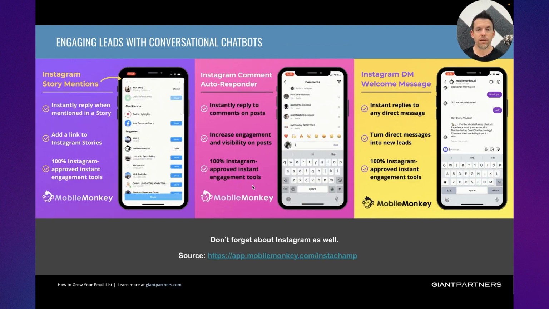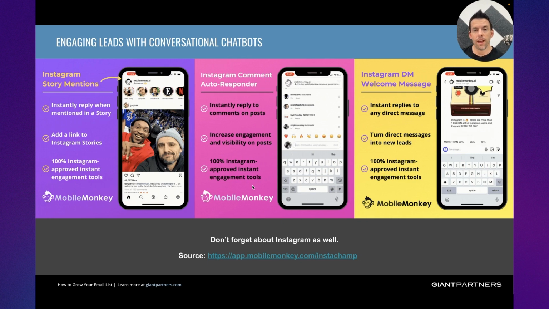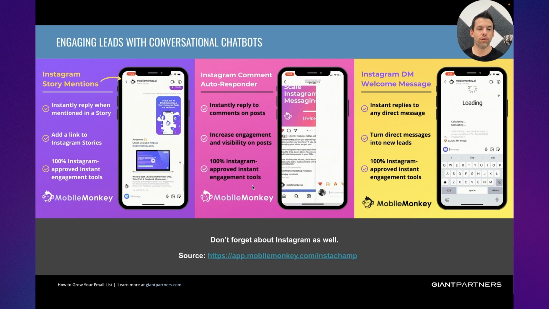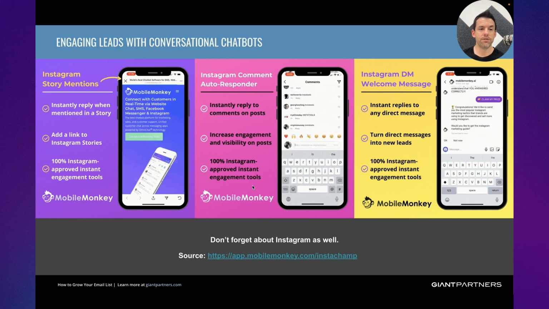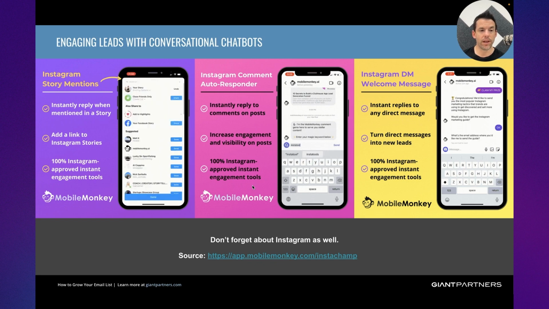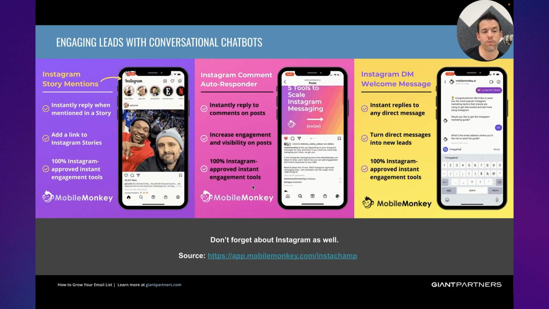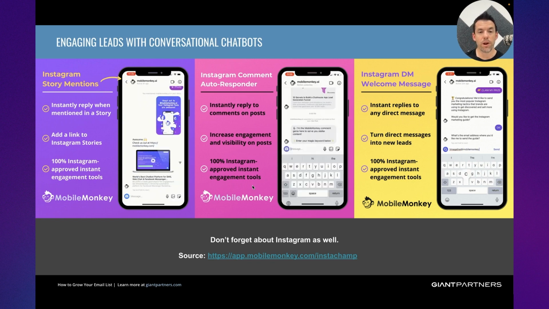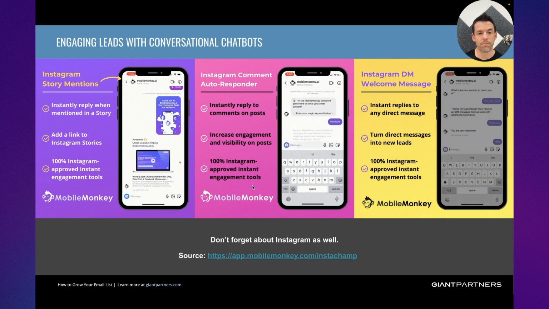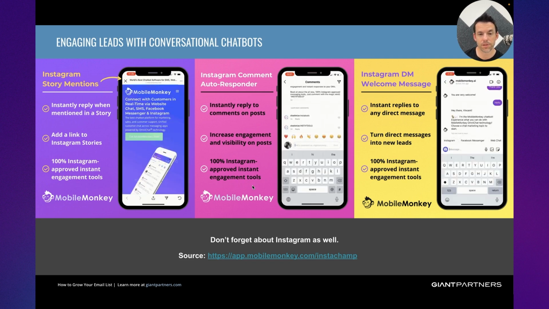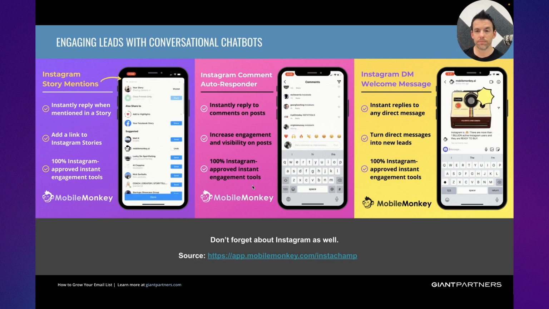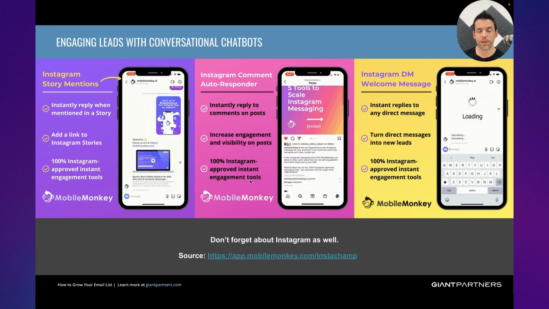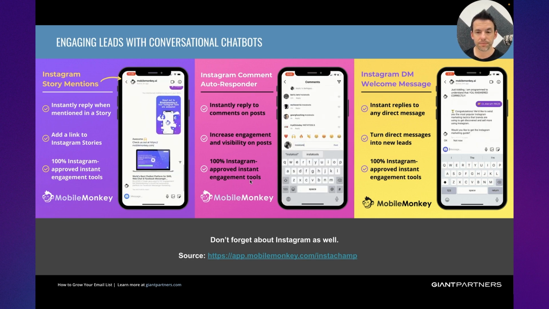A little more detail provided by MobileMonkey, which is an app that can help you create these automations. Specifically, this slide is about Instagram. You can do Instagram story mention automation, instant replies when mentioned in a story. It can add a link to Instagram stories, 100% Instagram approved, and an instant engagement tool. It can create an Instagram comment autoresponder, so it can instantly reply to comments on posts, increase engagement and visibility on posts. Again, approved by Instagram. And Instagram DM welcome message can instantly reply to any direct messages, turn direct messages into new leads.